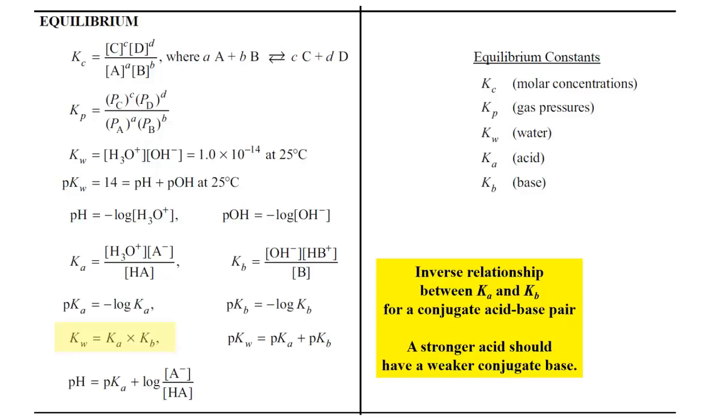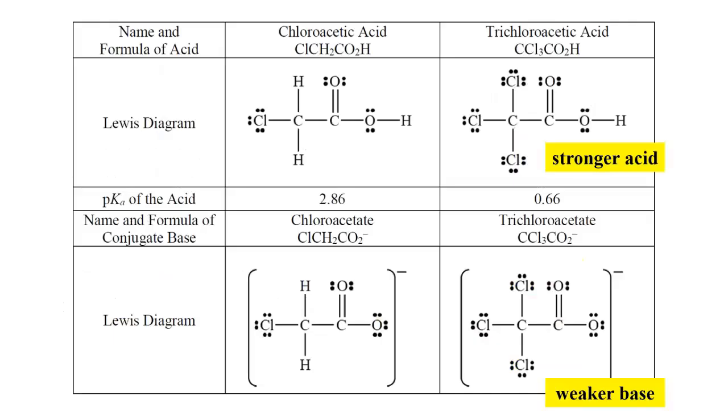So a stronger acid should have a weaker conjugate base because of this inverse relationship between Ka and Kb for a conjugate acid-base pair. So without doing any math, but just by knowing that trichloroacetic acid is the stronger acid in that pair, then we can say that the trichloroacetate ion would be the weaker base. And so we're going to be set up for part B. I just wanted to give you this relationship between Ka and Kb. So let's go ahead and take a look at the details of part B.